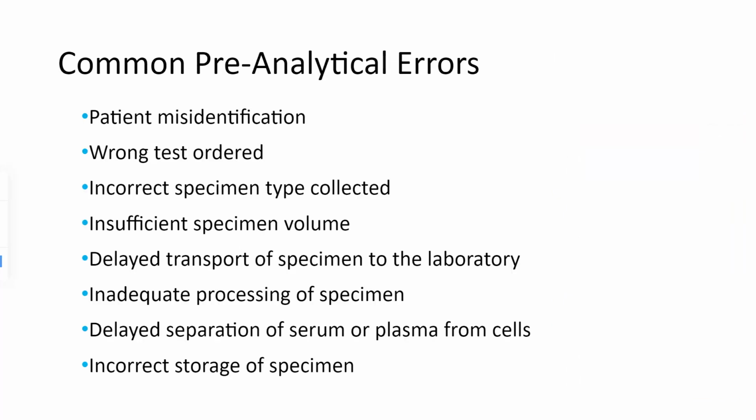Common pre-analytical errors would be patient misidentification, ordering the wrong test, incorrect specimen type collected, insufficient volume, delayed transport, inadequate processing of the specimen, delayed separation of serum or plasma from the cells, and incorrect storage of the specimen.